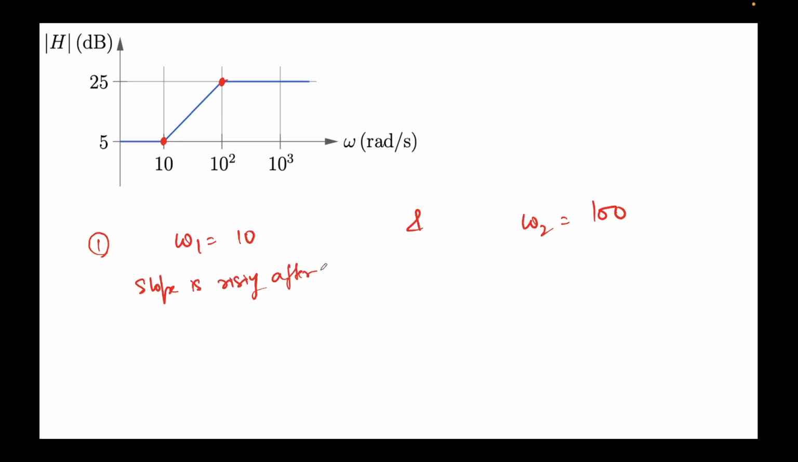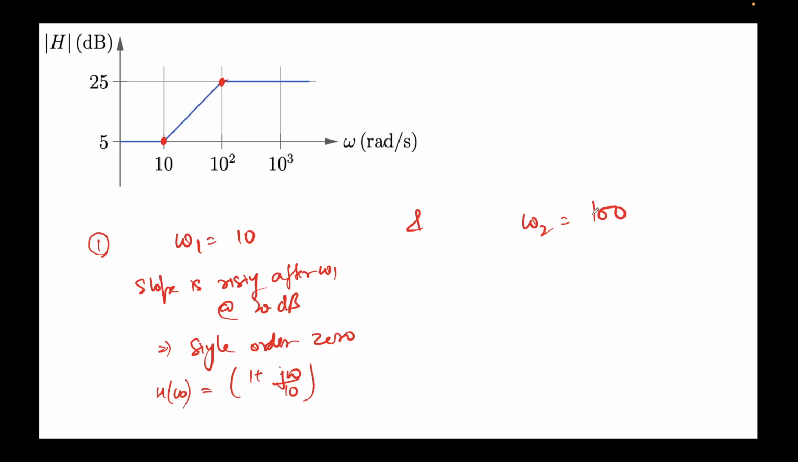after omega 1 at 20 dB per decade. So this implies a single order zero. How do we write a single order zero? In this format. So I can write this as, sorry, the transfer function of this form.